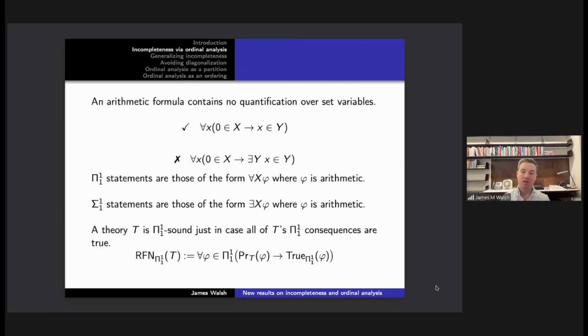And we're going to introduce an analog of this notion I mentioned before of Π⁰₁ soundness. A theory T is Π¹₁ sound just in case all of T's Π¹₁ consequences are true. Now, this can actually be formalized in the systems that we're going to be working with today. So today we're going to be focusing our attention on theories that extend ACA₀. I'll say what ACA₀ is soon, but in these theories, you can formulate this principle.